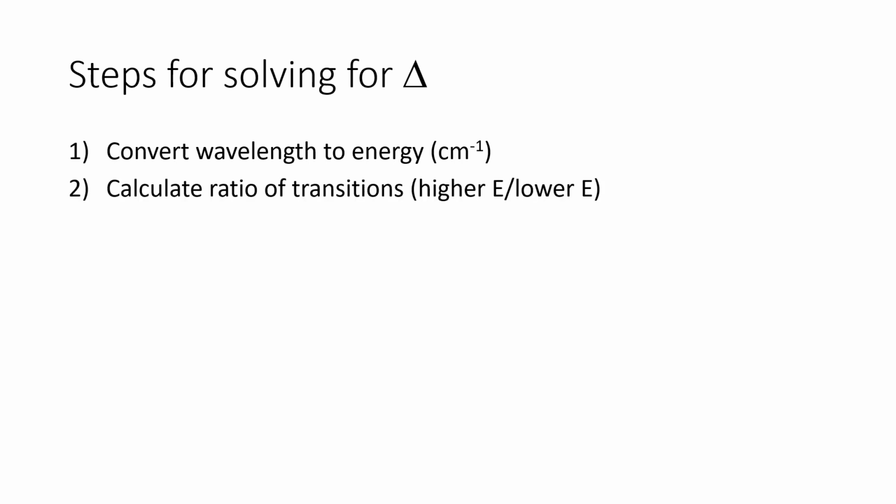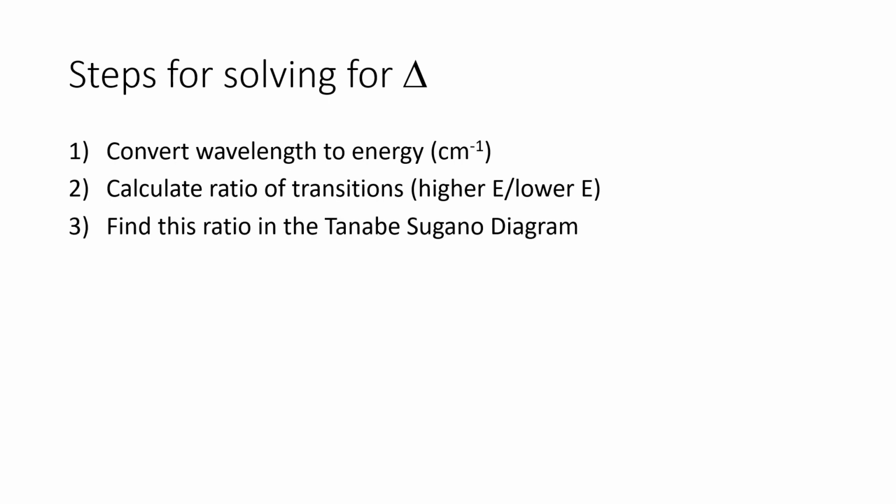Next, you need to calculate the ratio of transitions, meaning that you use the higher energy transition that you just solved and divide that by the lower energy one. This will give you a number greater than 1. And then you use that ratio in the Tanabe-Sugano diagram, like we'll demonstrate in a moment. You find a match to that ratio of energies, between the second transition's energy and the first. Then you read to the left. For each of those values, you're going to have different E over B values, right? Different energy over that Racah parameter value.